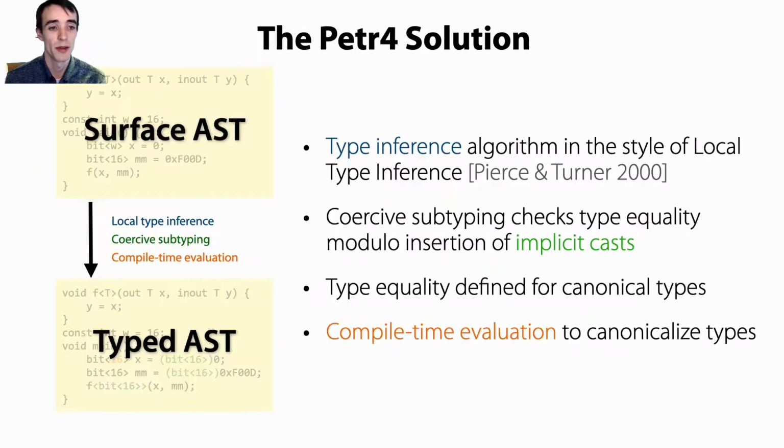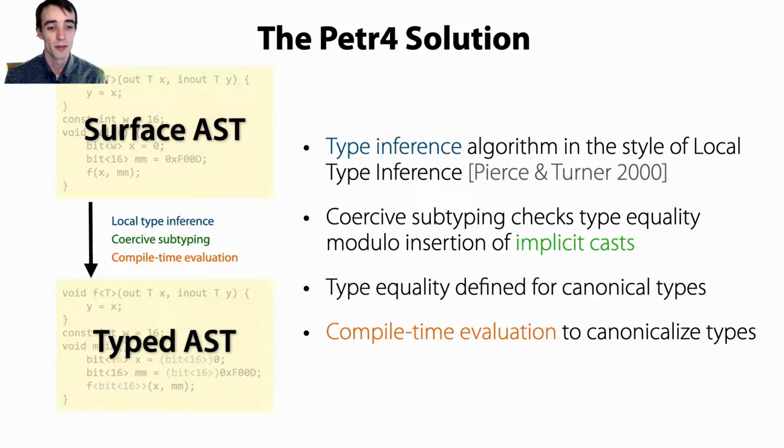So what we did was write a type checker that goes from a surface AST to a typed AST, inserting implicit casts, doing compile time evaluation, and doing type inference. The type inference algorithm is bidirectional in the style of local type inference, and the implicit cast algorithm is a kind of coercive subtyping check, which is used pervasively in the type checker and can modify the AST to insert the implicit cast. We define type equality and also this subtyping check on canonical types, and we obtain canonical types through compile time evaluation.